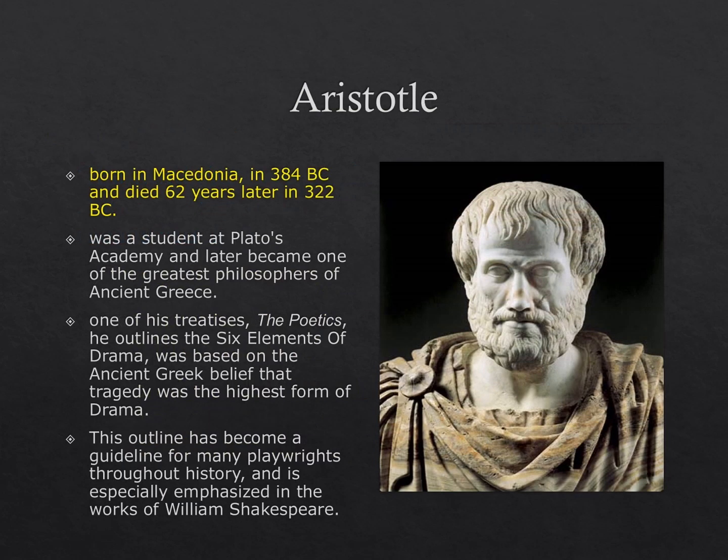Aristotle was born in Macedonia in 384 BC and died 62 years later in 322 BC. He was a student at Plato's Academy and later became one of the greatest philosophers of ancient Greece. In one of his treatises, the Poetics, he outlines his 6 elements of drama, which was based on the ancient Greek belief that tragedy was the highest form of drama. This outline has become a guideline for many playwrights throughout history and is especially emphasized in the works of William Shakespeare.